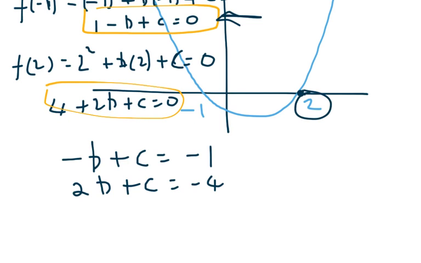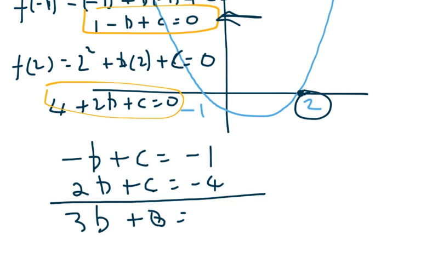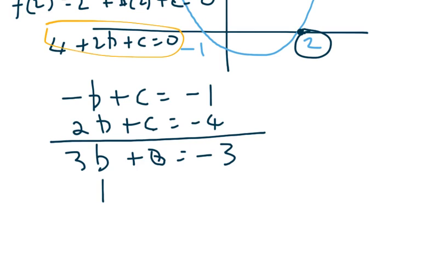Now what I do is I'm going to subtract. I'm going to take 2b, take away b. 2b, take away minus b is going to give me 3b. And c, take away c, gives me 0. And minus 4 minus 1 is minus 4 plus 1, which is minus 3. So 3b is equal to minus 3. That means b is equal to minus 1.